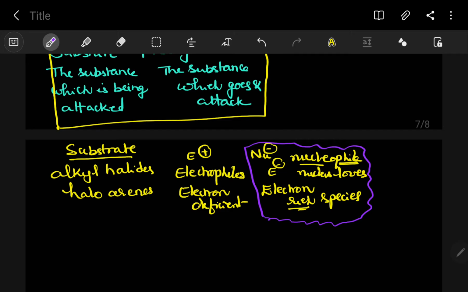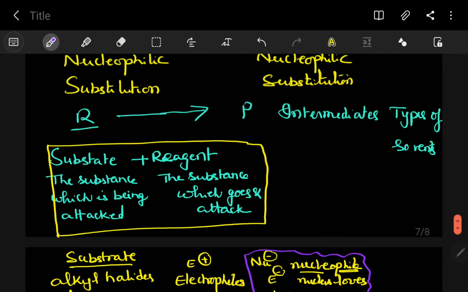Examples of the nucleophiles are OH minus, which is the main one we are using. Or else we can use SH in place of oxygen, the thio alcohols. Or else H2O, where the oxygen is also electron rich. But in the substitution reactions we are using OH minus. So we are mainly concentrating on the nucleophiles and on the alkyl halides.